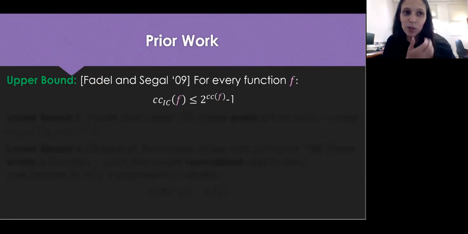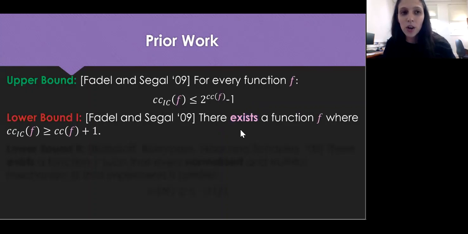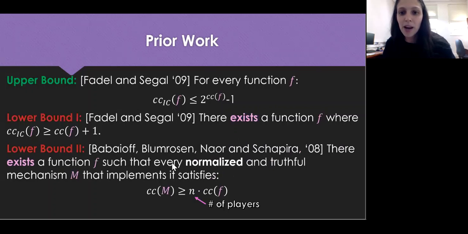Okay, so we'll talk a little bit about prior work. Fadel and Segal, who have also raised the question, have shown that the overhead of computing payments is at most exponential. And they have also shown an example where the overhead is at least 1 bit. And afterwards, Babayev, Blum-Rose, and Orange-Shapira have shown that there exists a function where all its normalized mechanisms satisfy that there is an overhead which is multiplicated in the number of players.